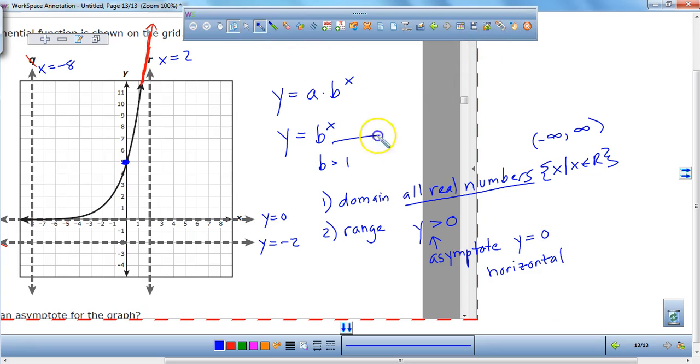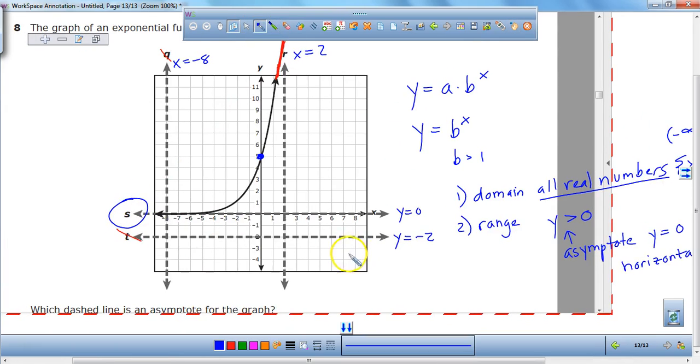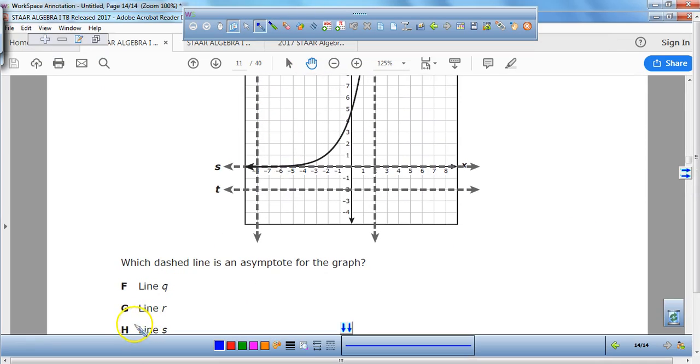Okay? So, what does that mean for this answer? That means that S is the asymptote. R right here is not an asymptote. It's a vertical line that this graph will eventually cross. This is the only boundary that it will not cross or touch. It just gets closer and closer and closer to 0, but it doesn't quite ever reach it. Okay? So the answer for this one is line S. That is, once again, y equals 0, and that is your horizontal asymptote.